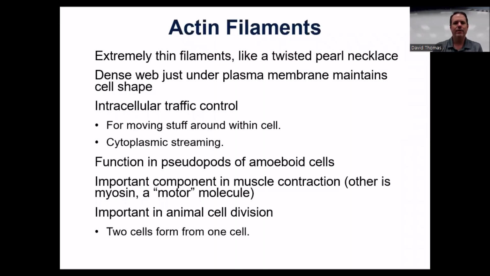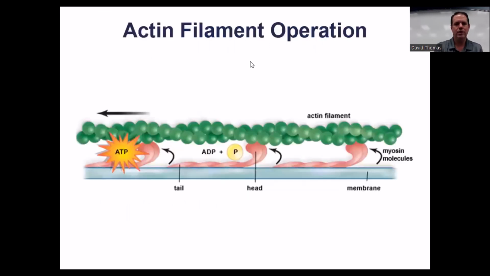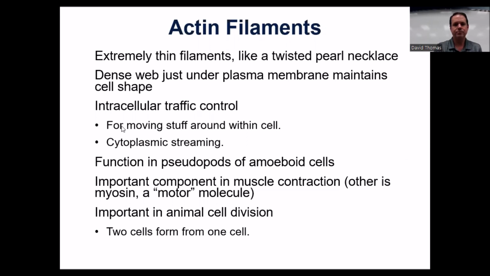So for actin filaments, these are the smallest of the filaments. They're very thin type filaments. Somebody compared these to a twisted pearl necklace. And this picture here on the next slide shows what an actin filament would look like. You see the little pearl beads, twisted like a thin strand of beads. They're used in different aspects of a cell.